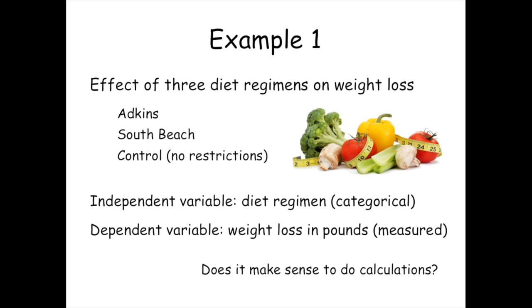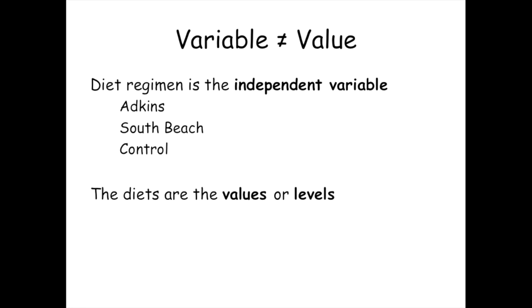One way to think of the difference between qualitative and quantitative variables is to consider whether it makes sense to do calculations on the numbers. It is common to calculate a mean for quantitative variables, but a mean for a qualitative variable does not make much sense. With categorical variables, people sometimes confuse the variable with the values of the variable. In this example, the variable is diet regimen, which has 3 values or levels.